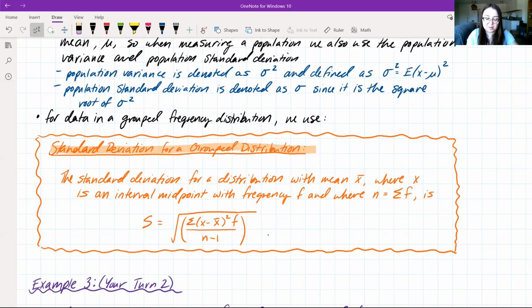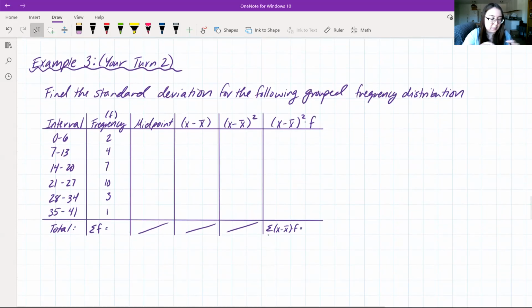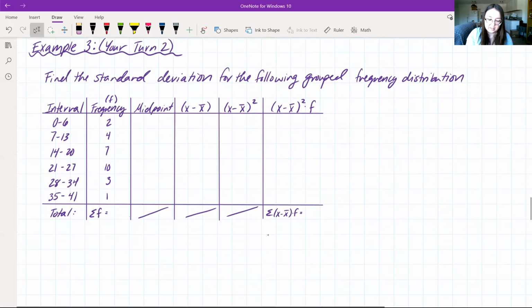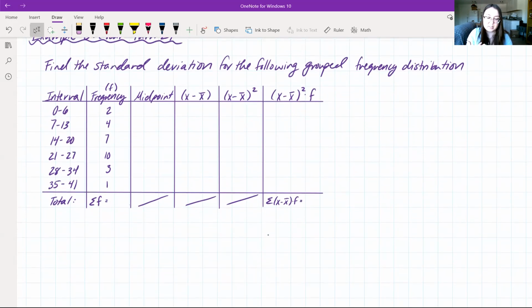So for example, we're going to go into example 3 here, which is going to be your turn number 2. We want to find the standard deviation for the following grouped frequency distribution. So we see our intervals here are from 0 to 6, 7 to 13, 14 to 20, 21 to 27, 28 to 34, 35 to 41, and that would be all. Now we have our frequencies. So we're given our intervals, and we have our frequencies.